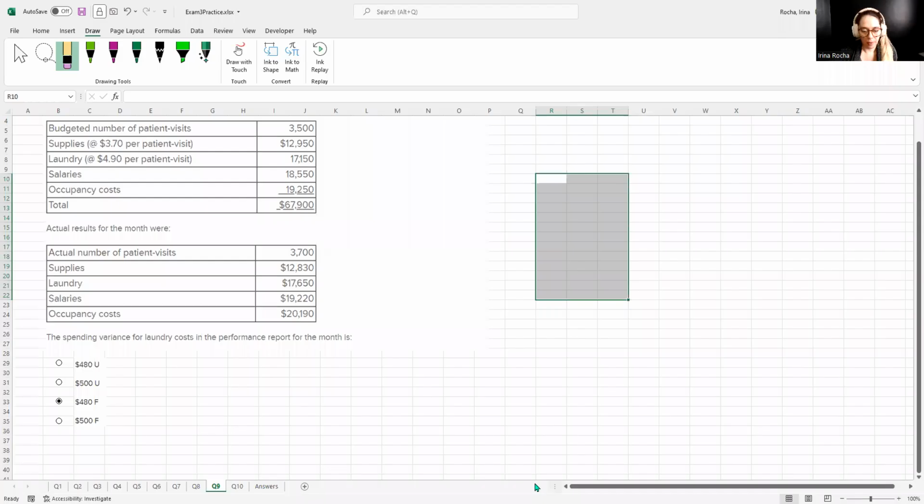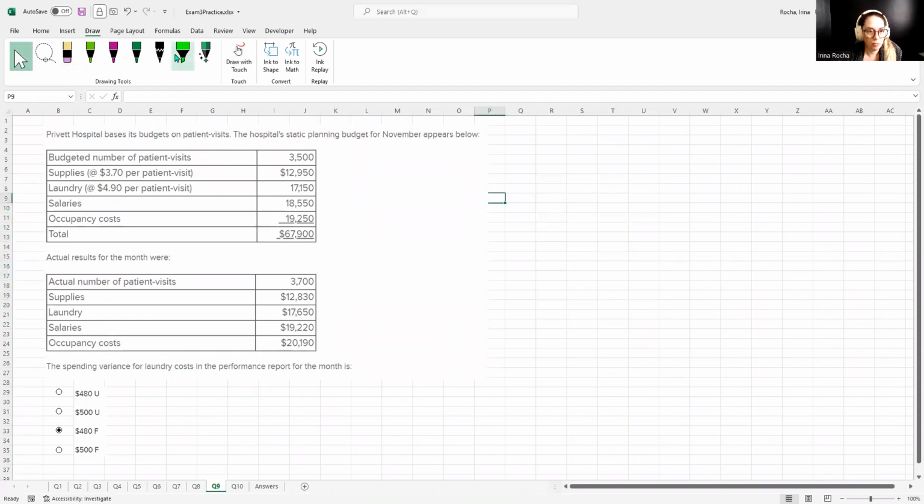Let's see. Okay, one more. When we did the study group yesterday, this one was not complicated, but we did lots of calculations. There is a way to do it that way, but there is another way that is a little faster. What's the spending variance for laundry costs in the performance report for the month? Laundry got me confused a little bit, but look at the information we have. Just information about the hospital, so we are solving for laundry.